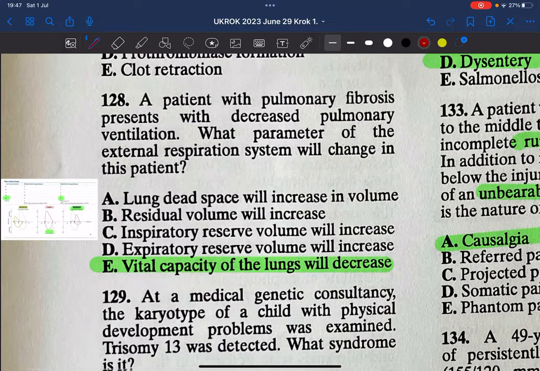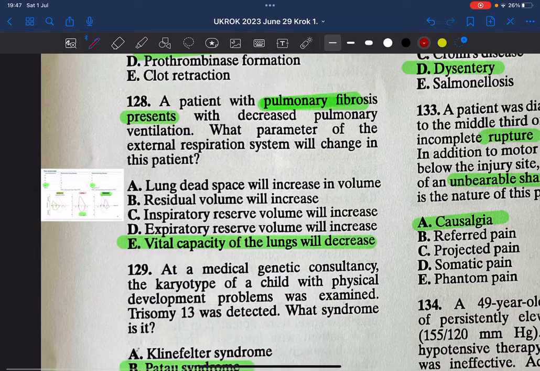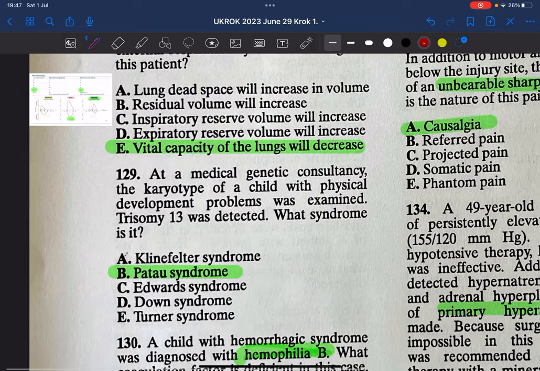Here we have a question: a patient with pulmonary fibrosis presents with decreased pulmonary ventilation. What parameter of external respiration would change in this patient? I think it's repeated in the base, but anyway, pulmonary fibrosis will lead to a decrease in the vital capacity of the lungs. So the maximum amount of air that the lung can exhale and inhale will decrease in general, because fibrosis will limit the lung's ability to expand, and this leads to the lung dealing with less air in general.